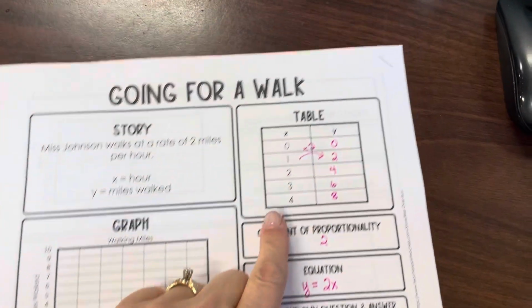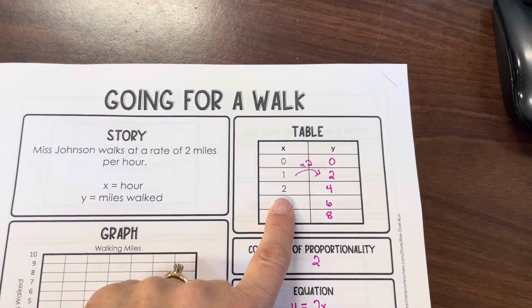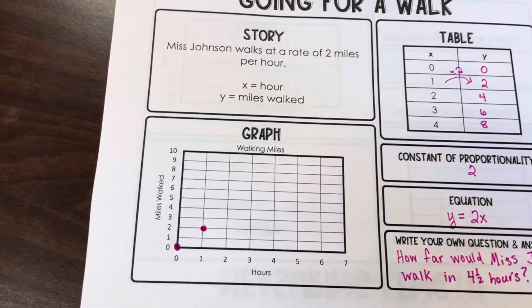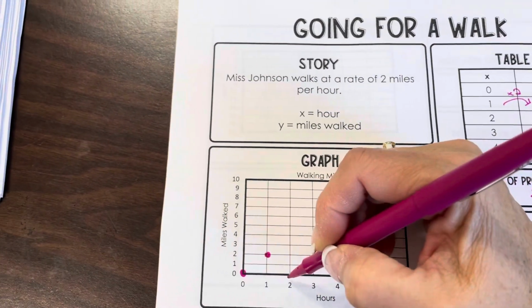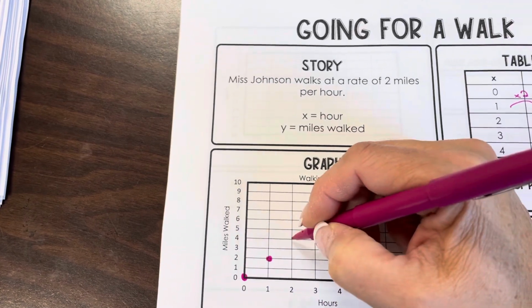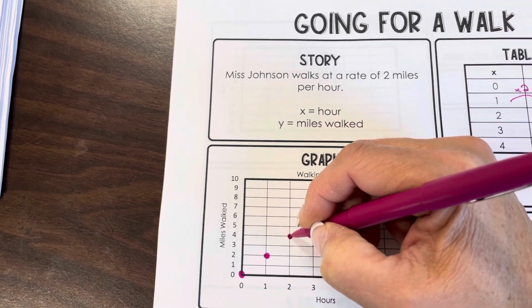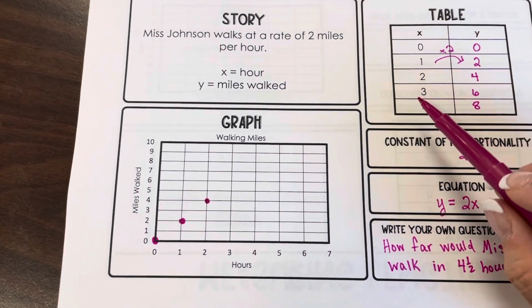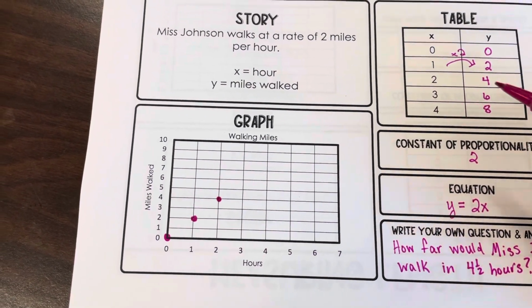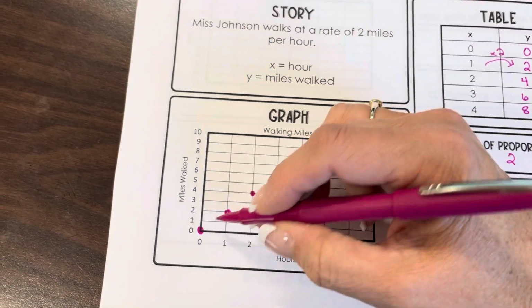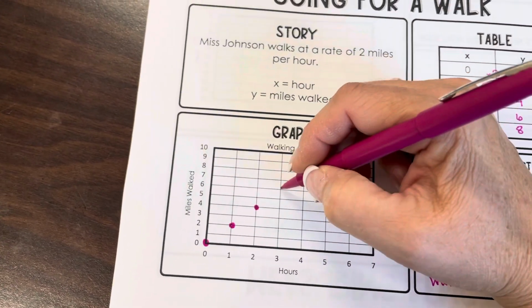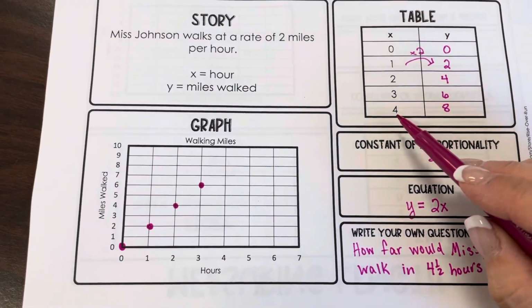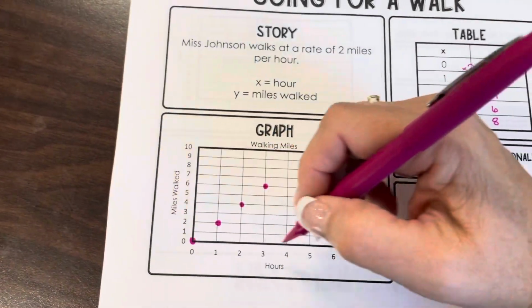Okay, the third one. When she walks for 2 hours, she goes 4 miles. 2 hours, 4 miles. Find that dot. And if you do this correctly, they're going to be in a straight line. 3 hours, 6 miles. And 4 hours, 8 miles.